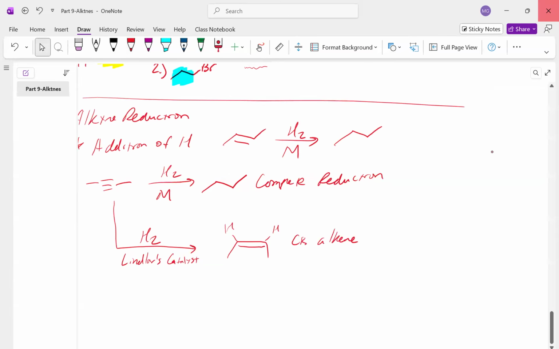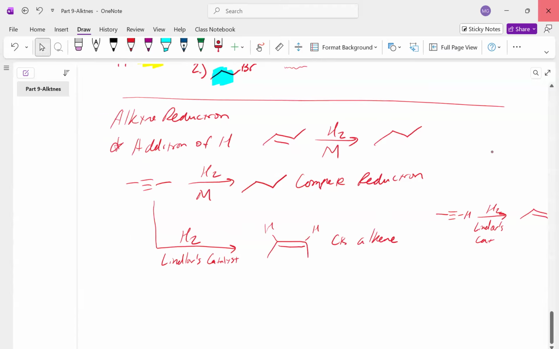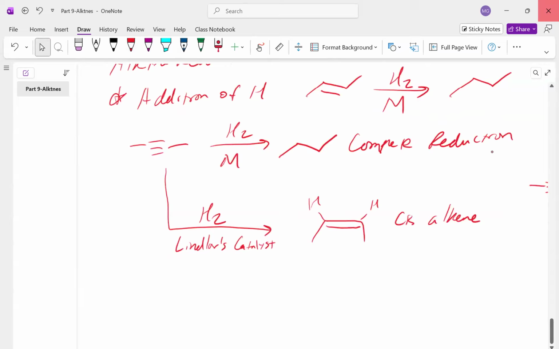Now, the reason I say it's possible is because if we started, for example, with a terminal alkyne and we used H2 and Lindlar's catalyst, it would just stop at the alkene. There's no way for that to be cis or trans. But this is really interesting because we're doing a stereospecific reduction of the alkyne to a cis alkene.